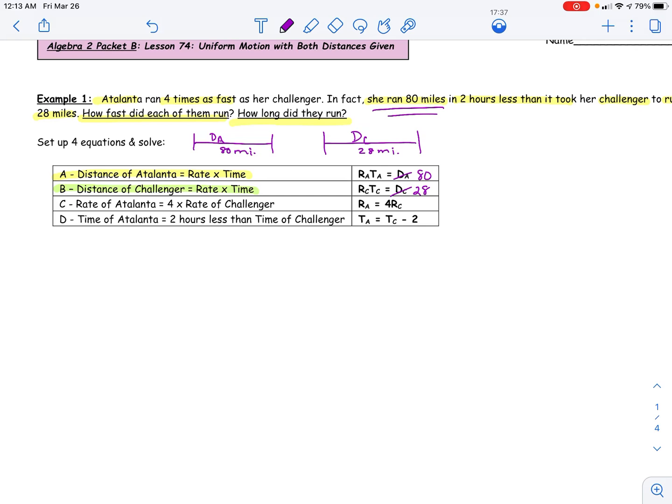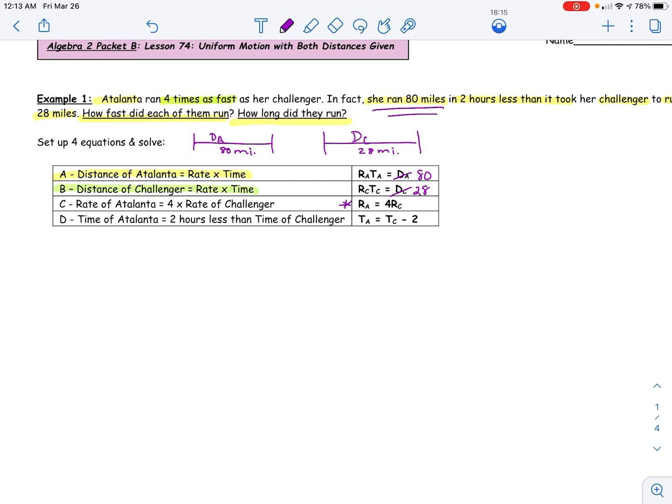The rate of Atalanta. All right, we're given some information about the rate of Atalanta. Let's go back up here. Atalanta ran 4 times as fast as her challenger. So here's how we write that expression. The rate of Atalanta, look, I'm right over here. The rate of Atalanta is equal to 4 times the rate of her challenger. That's what it said in the problem. She ran 4 times as fast as her challenger. So what is Atalanta's rate? 4 times the rate of the challenger. And so that's how we get equation C.